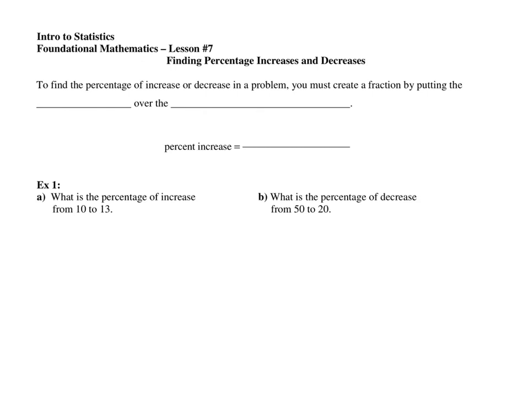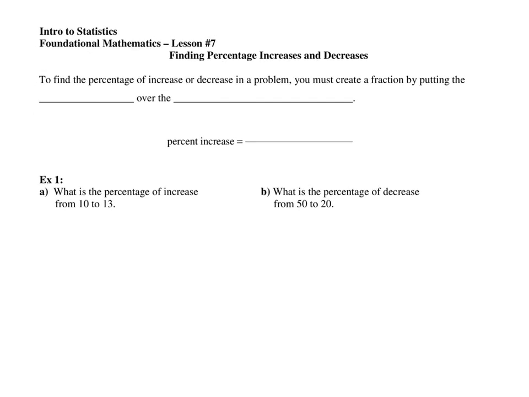All right, starting lesson 7, finding percentage increases and decreases. Very simple concept and very useful one. To find the percentage of increase or decrease in a problem, you must create a fraction by putting the change over the original amount. So percentage increase or decrease is the change over the original amount.